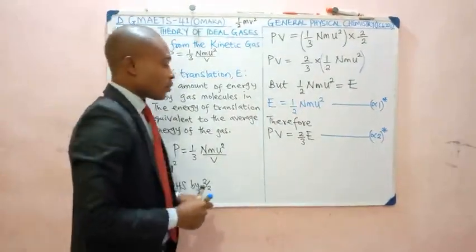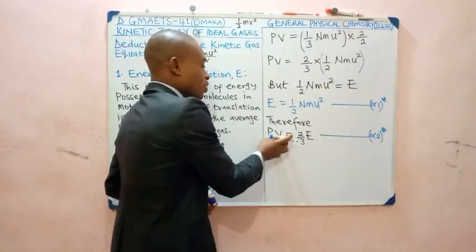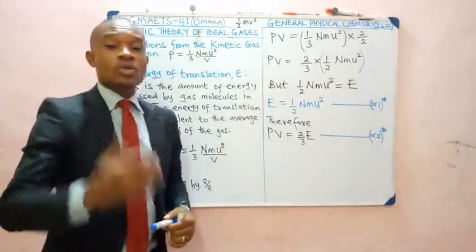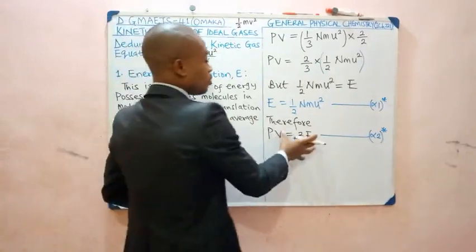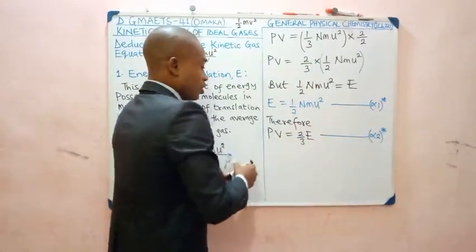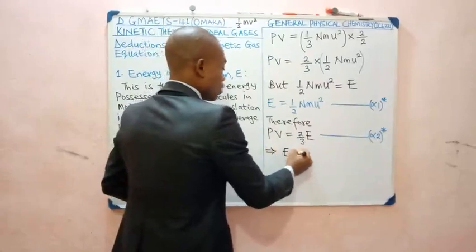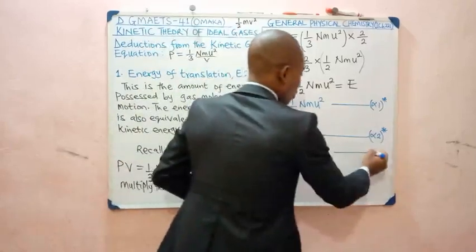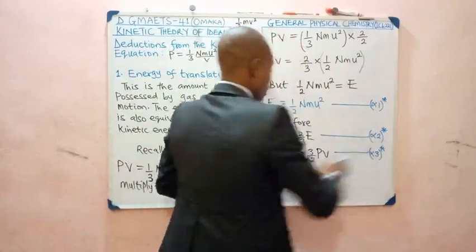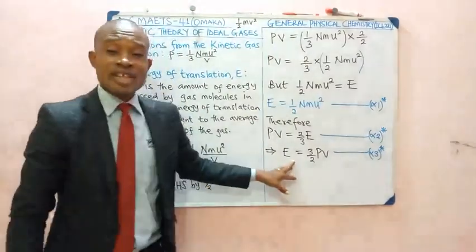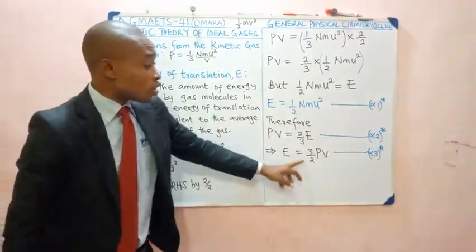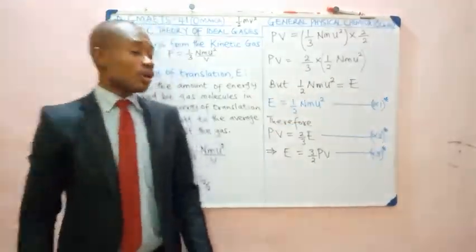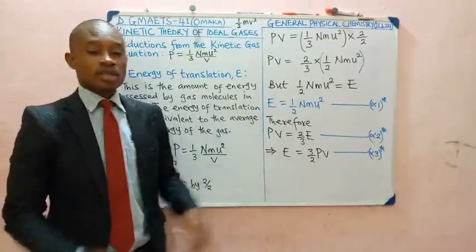We are moving. Now we know that pressure times volume is equal to nRT. PV is equal to nRT. If I choose to make E the subject of the formula here, you will notice that it implies that E is equal to 3/2 PV. Let's call this equation alpha 3 star. This equation alpha 3 star defines energy of translation as well. Equation alpha 3 star and equation alpha 1 star are equal. They are equal because both of them define energy of what? Translation.